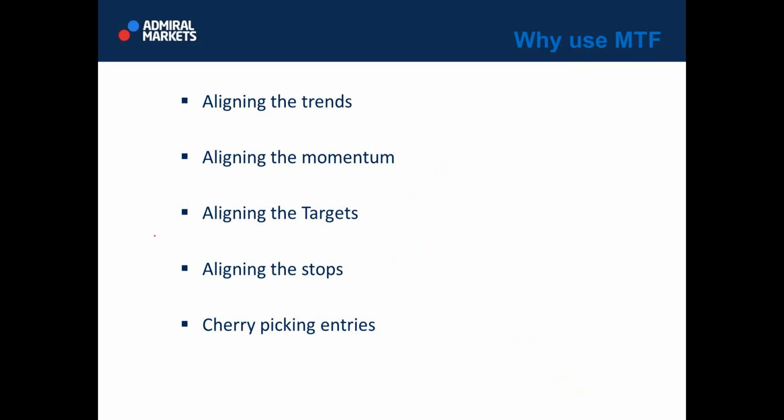You can also align the targets. So effectively, by using lower time frames, you will be using the targets on higher time frames. Aligning the stops, you can also align the stops to suit you. If you're trading, let's say, a combination of weekly, daily, 4 hour, you will be using not daily stops but 4 hour stops. And you can cherry pick entries. If you know what to do, you can really easily cherry pick your entries, especially when you do multiple time frame analysis.